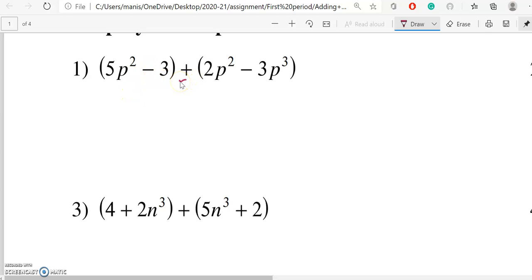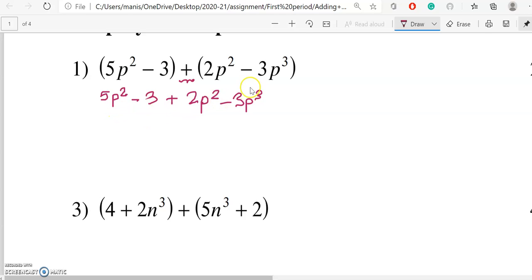Now, as you can see, there's a plus sign. This means you will not change any of the signs, you will only open the parentheses. So it will look like this: 5p square minus 3 plus 2p square minus 3p cube.